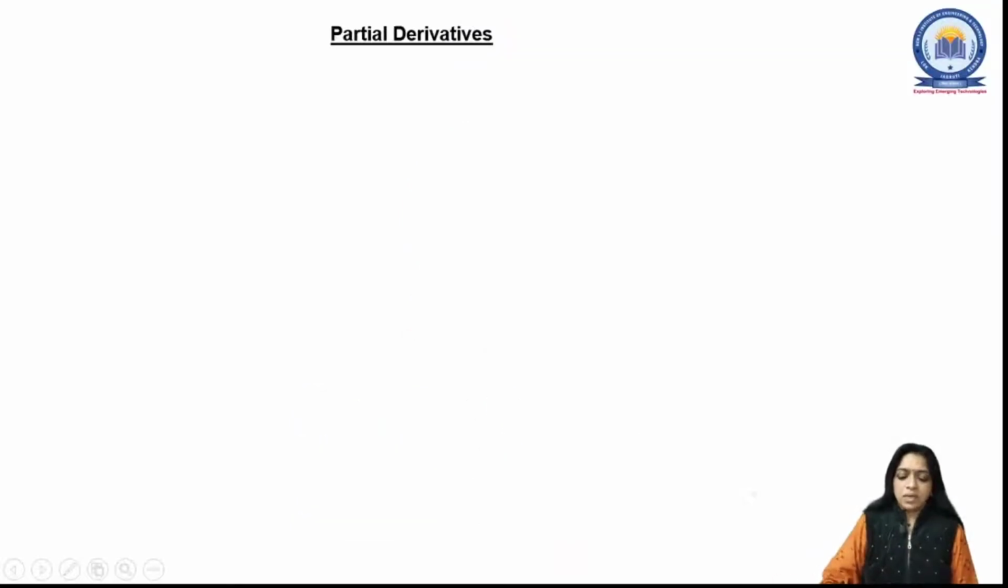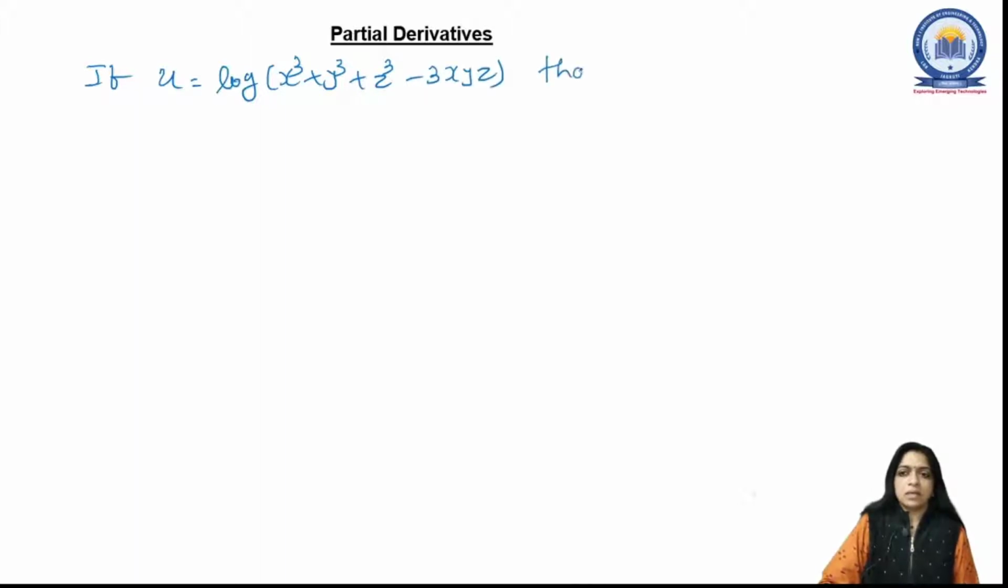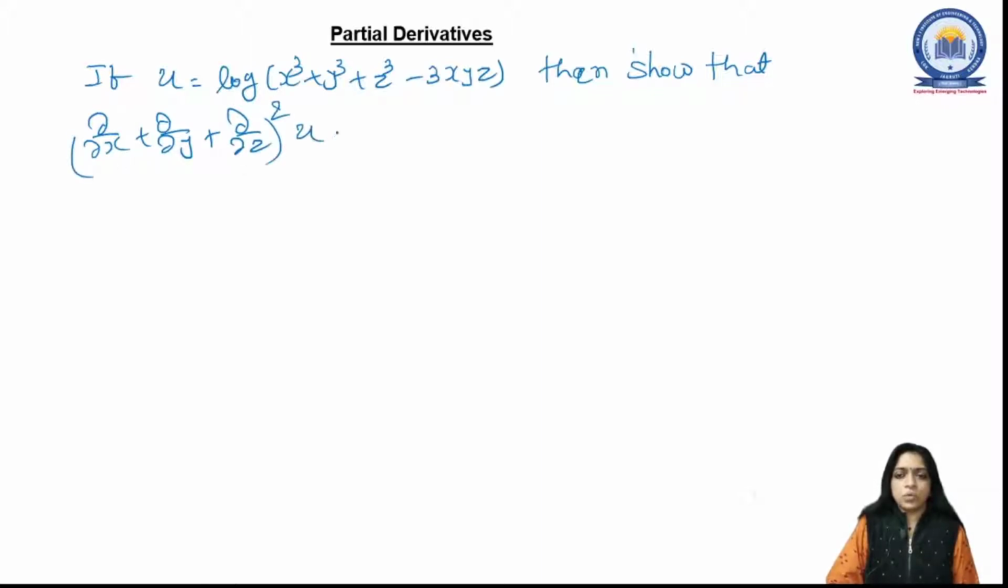Our first question is: if u equals log of x cube plus y cube plus z cube minus 3xyz, then show that (del by del x plus del by del y plus del by del z) whole square into u is equal to minus 9 upon (x plus y plus z) whole square. Okay, so let's start the solution.